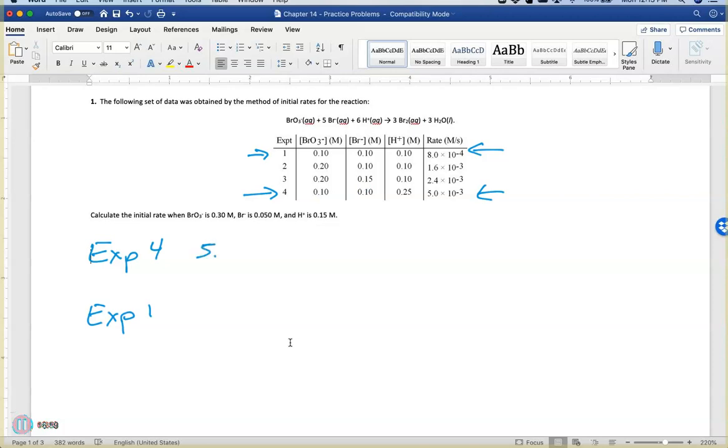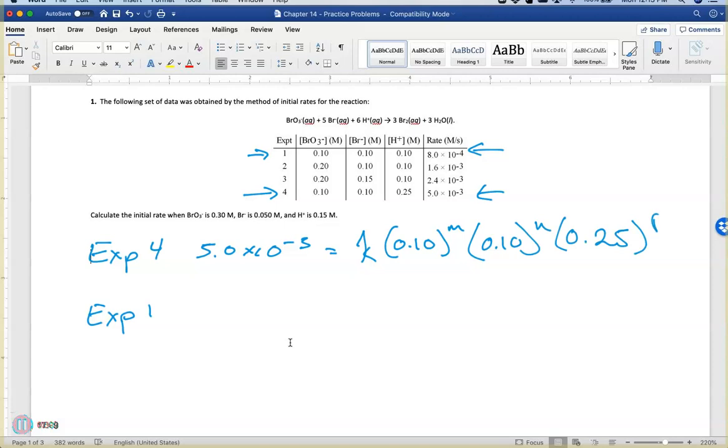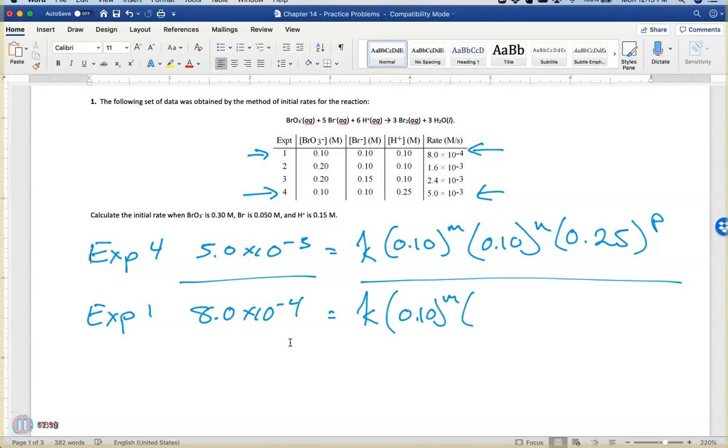Experiment 4 is 5.0 times 10 to the negative third equals k, times 0.10 to the mth, 0.10 to the nth, 0.25 to the pth. We're going to be dividing that by experiment 1, so the rate is 8.0 times 10 to the negative fourth. K is still the same, and then the concentration of my first reactant, second reactant, and third reactant. Take a look at what's canceling. K, K, 0.1 to the mth, 0.1 to the mth, 0.1 to the nth, 0.1 to the nth. Let's do out this math.